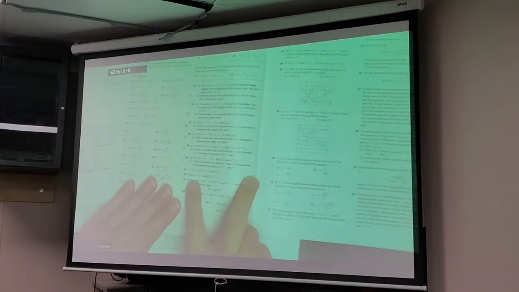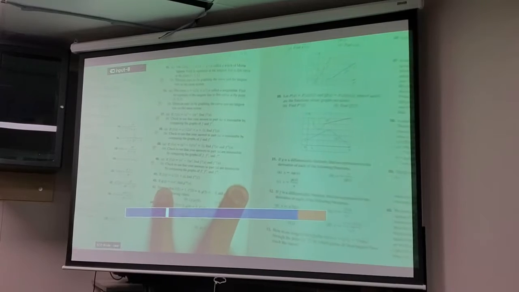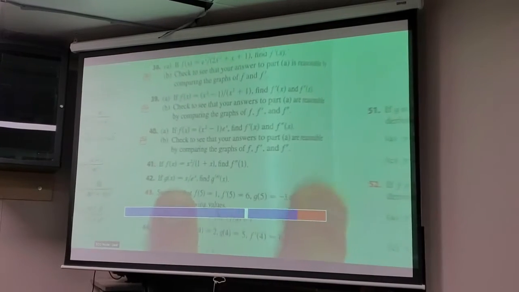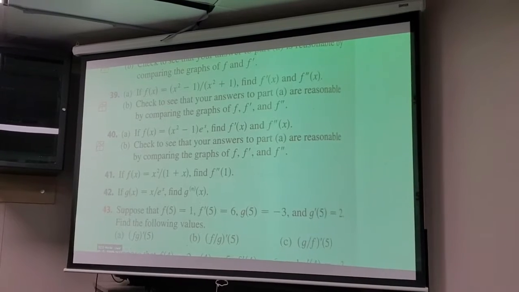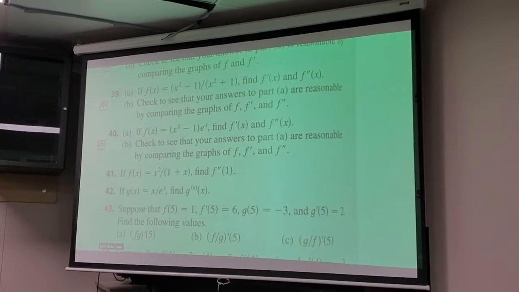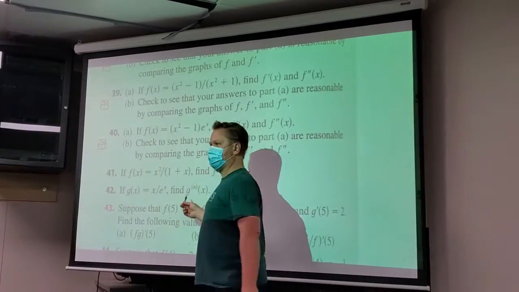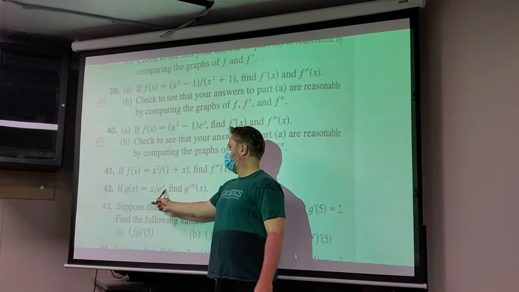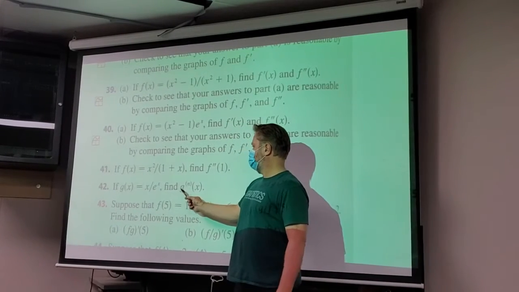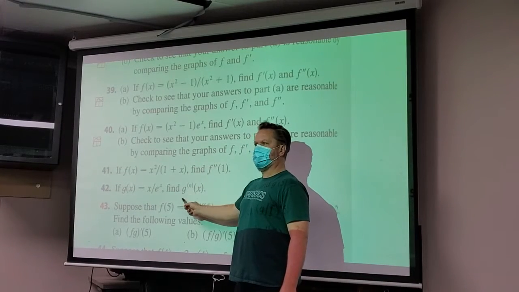All right, guys, so 42. What page is that? This is page 188, section 3.2. And it says, this will really trip you up if you don't pay attention. It gives you what g of x is, and then it says find, what does this mean?